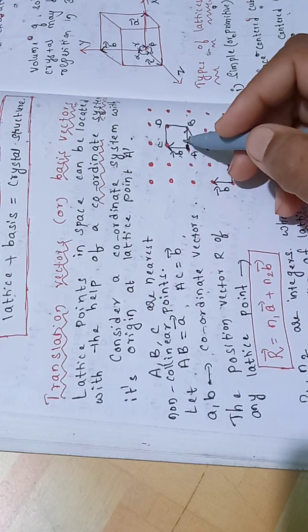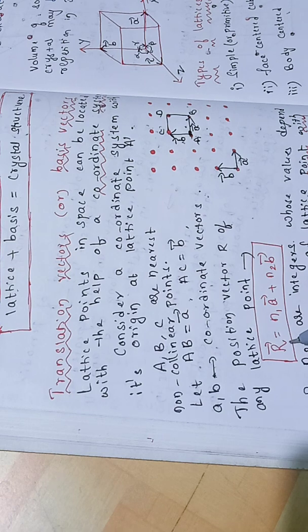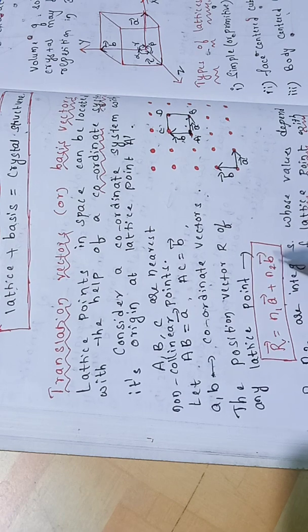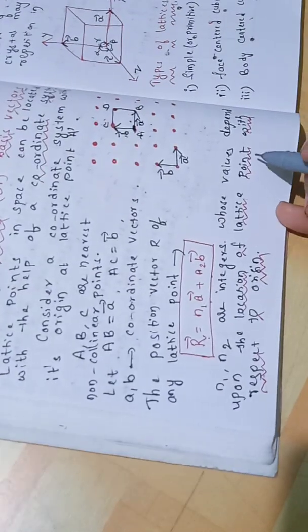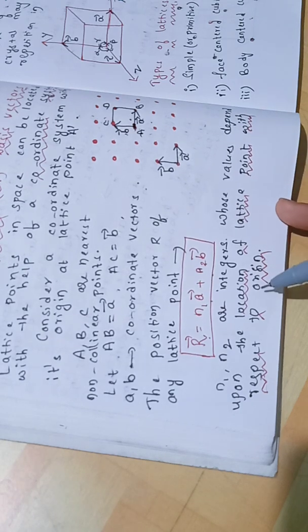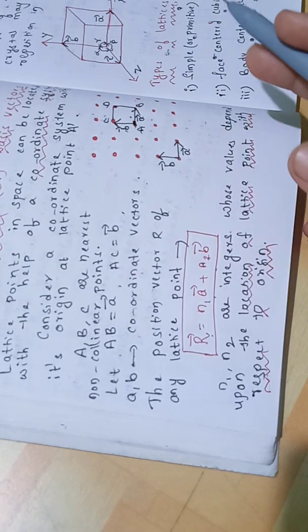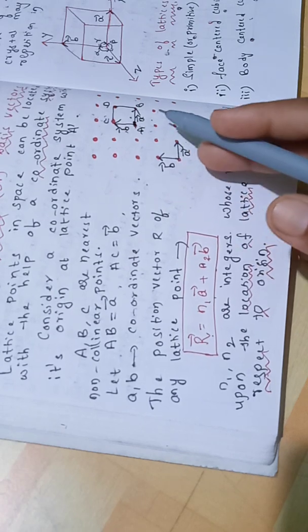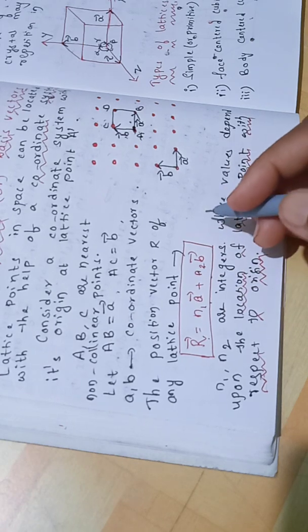Then how to write the position vector? The position vector of a lattice point is expressed as R equal to n1 a plus n2 b, where n1 and n2 are integers, whose values depend upon the location of the lattice point with respect to the origin: the first lattice point or second, the location with respect to the origin. Now, if we take three dimensions also, we can write n1 a plus n2 b plus n3 c.